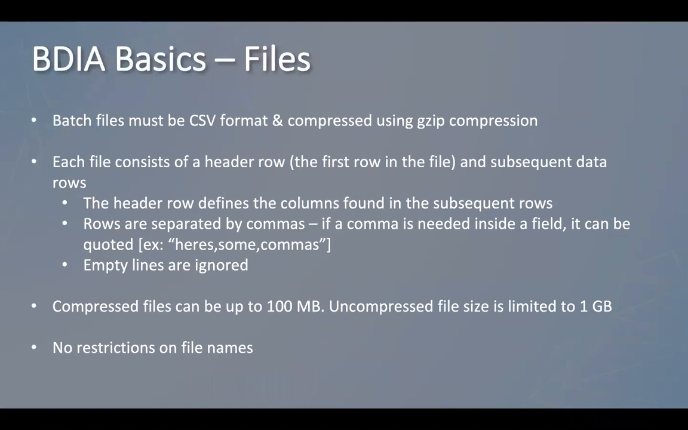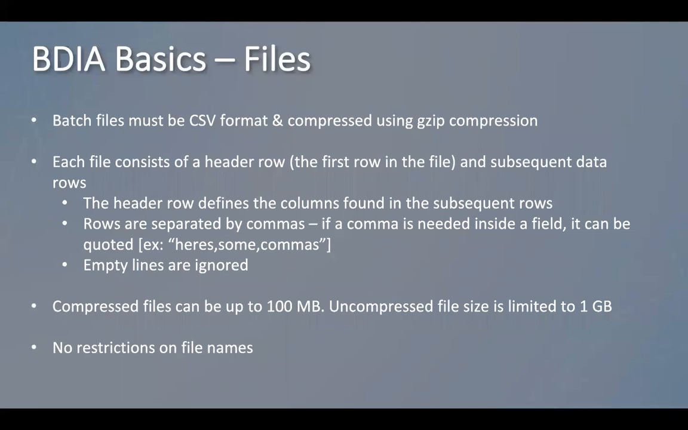So now digging into some of the basics as far as how this works if you want to use it. The first thing we'll go over are the files themselves. The batch files must be in CSV format and gzip compressed when you actually make the request to Adobe. Each file will have the header row and then all of the subsequent data rows. The header row just defines the columns that will be found in the subsequent data rows. Rows are separated by commas, and if you need a comma inside of an individual field, maybe you have an eVar that is comma delimited, you can just wrap that entire field in quotes, like in the example there, and then empty lines are ignored.